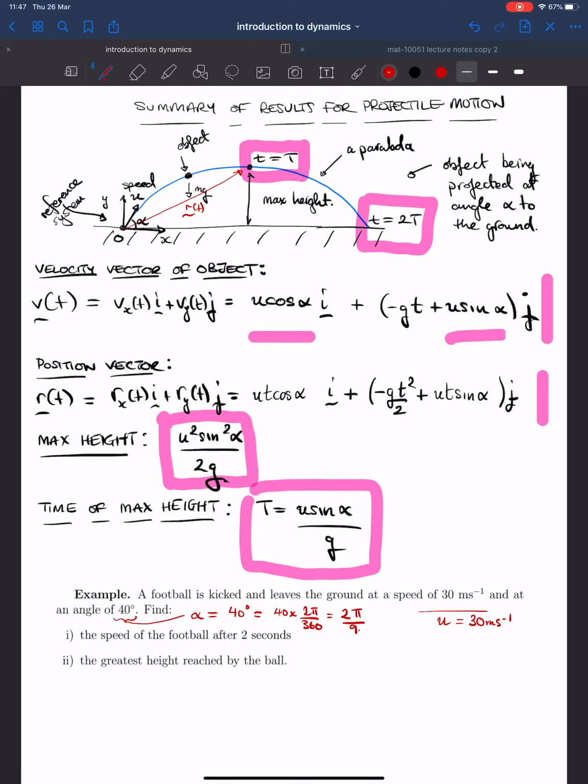Okay, so this is an illustration of what we have. It's just a repeat. So here's the football, y, x, 0, there's the ground. Okay, 40 degrees. This is the speed u, which is 30 meters per second. And it's up to us now to use the results to find 1.